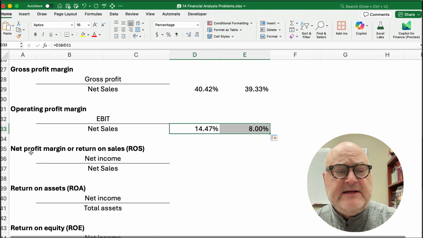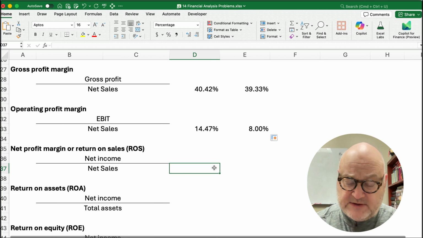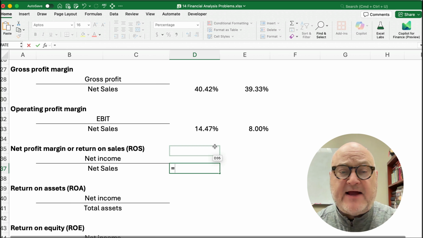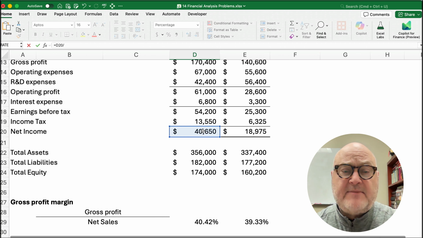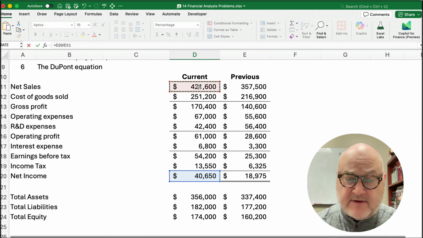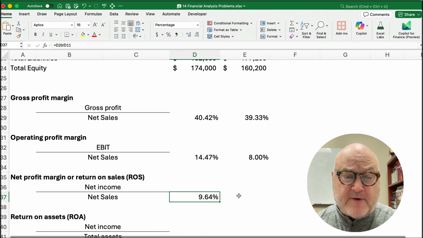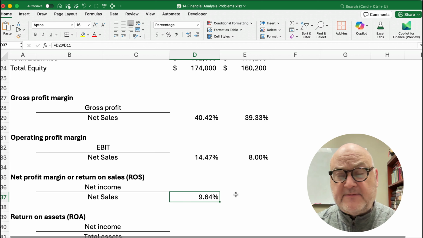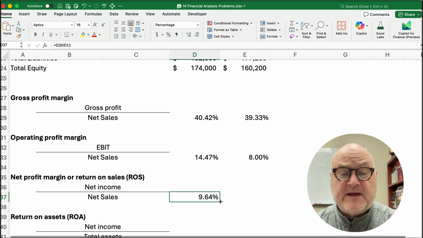Now our next one has 2 names. It's either net profit margin, or sometimes it's called return on sales, or ROS. So we're going to take net income, the very final number here in our profit, 40,000 divided by our sales of 42,000. And so what happens is our net profit margin, or return on sales, is 9.64%. A little bit more than 9.6% is our profit margin, or net profit margin.